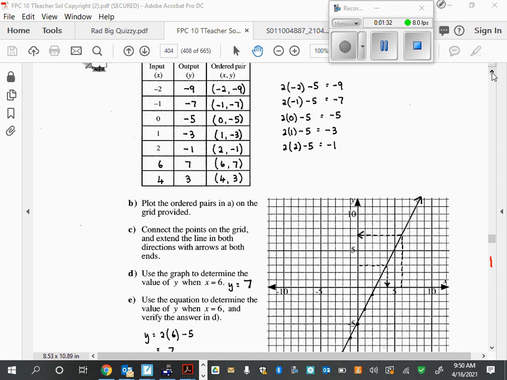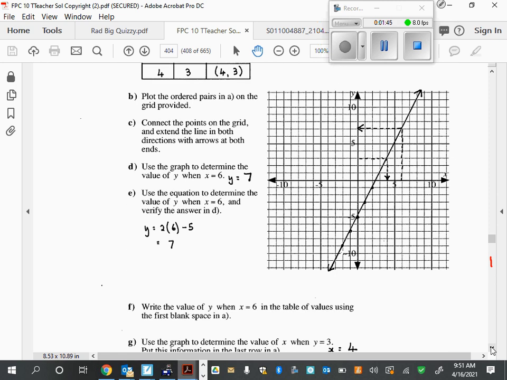And when you plot those points from the table of values, pause if you didn't get those table of values, and don't worry about the last two. You need to label the line with arrows on the bottom, and we also have to give me the name of the line, and the name of the line is the equation of the line. So write down y equals 2x subtract 5 on the top or bottom arrow.